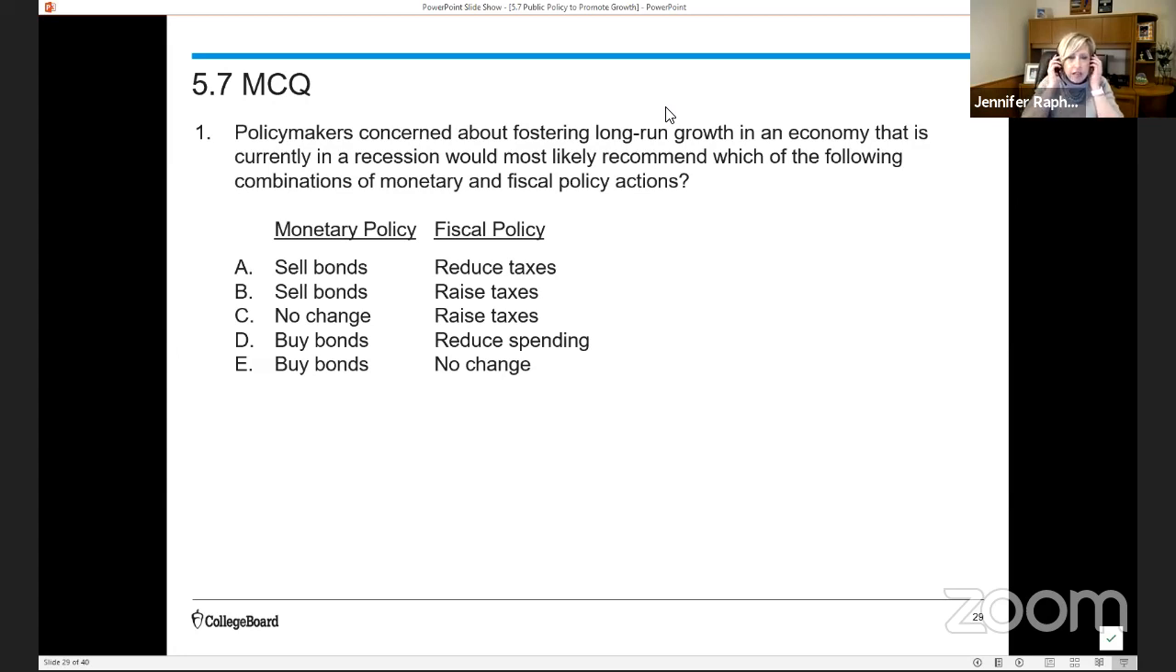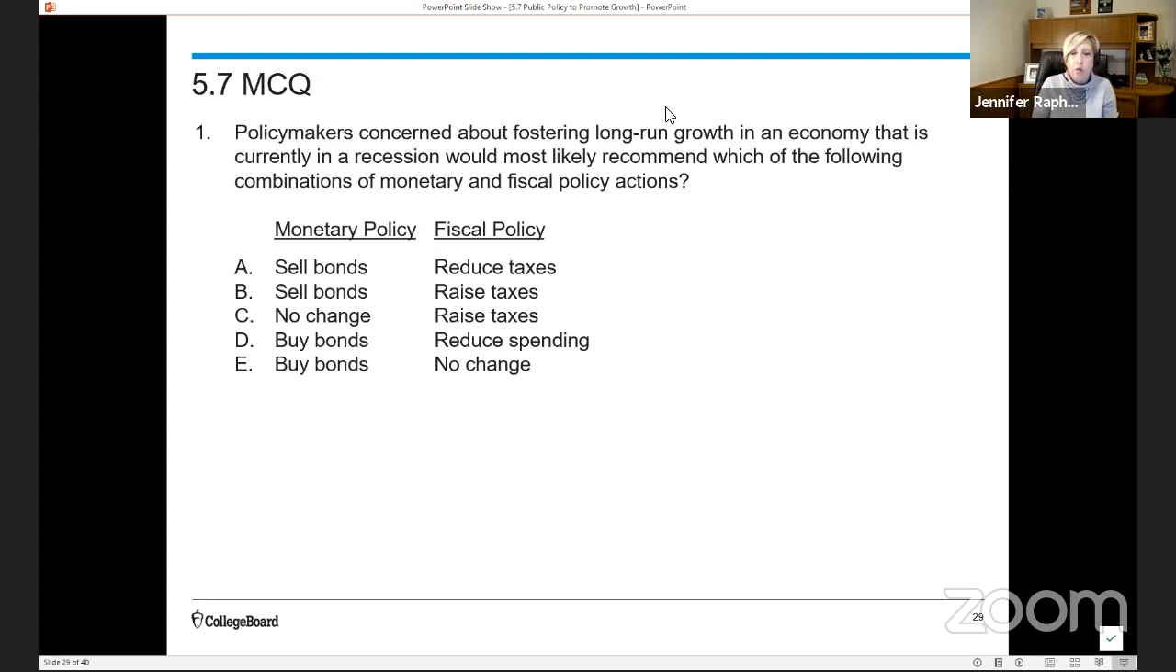So we can look through the answer choices, and right away we can rule out anything that's contractionary. So we're not going to want to sell bonds, and we're not going to want to raise taxes. So A is out, B is out, and C is out. So then we really have to choose between D and E. So we know that buying bonds increases the money supply, which drives down interest rates. So we know that's expansionary.